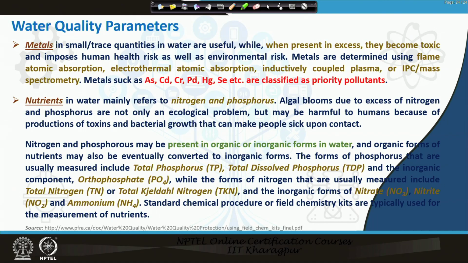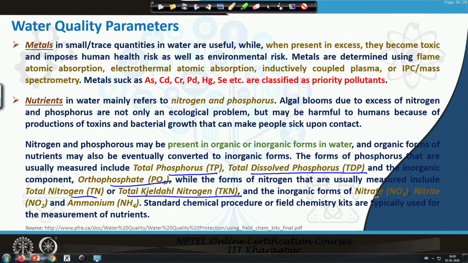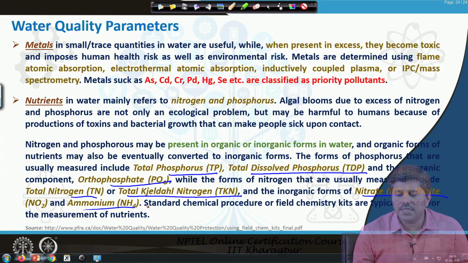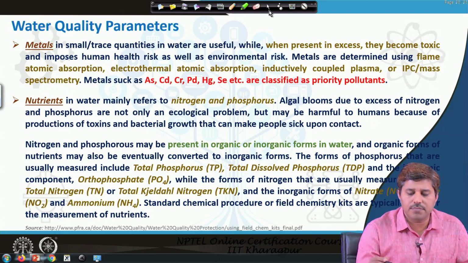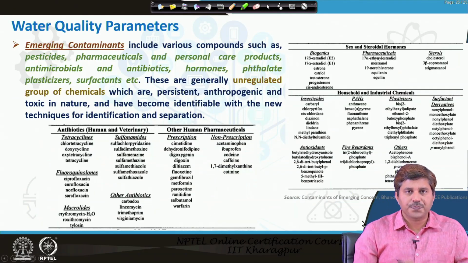There are different forms of nitrogen and phosphorus which are measured. So, we may have total phosphorus, total dissolved phosphorus or orthophosphates as the forms of phosphorus, or total nitrogen or total Kjeldahl nitrogen, TKN, or nitrate, nitrite and ammonium forms of nitrogen. There are standard chemical procedures or field laboratory kits available for measuring these nutrients in the water.